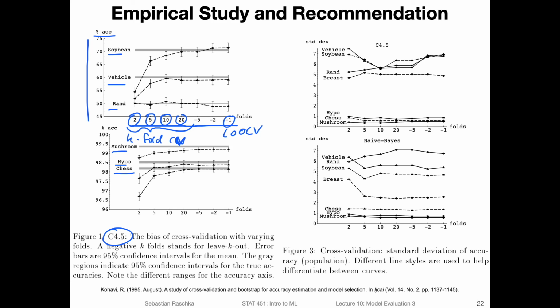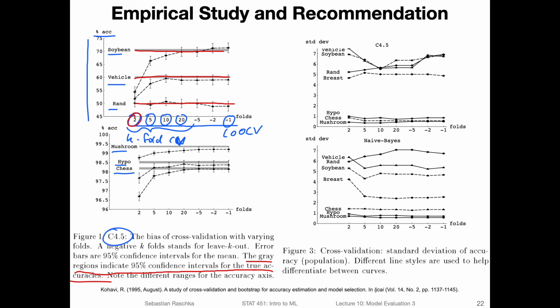Now what we can see here is when we have a very small number of k, so k equals 2, the performance estimate is very biased, negatively biased. By the way, I should say the gray regions here indicate 95% confidence intervals for the true accuracies. So here these bars are the true accuracies.